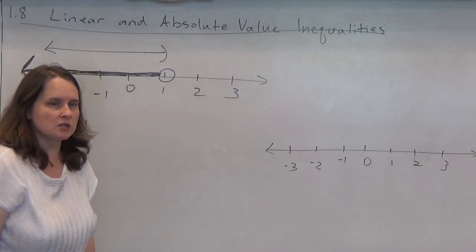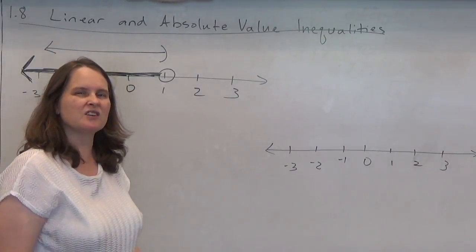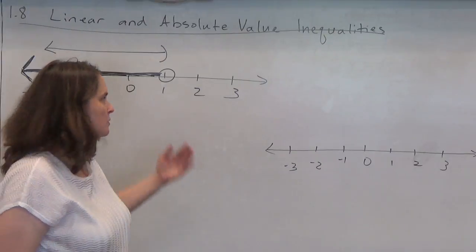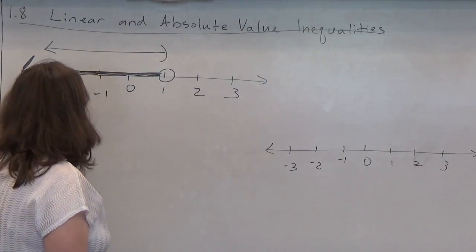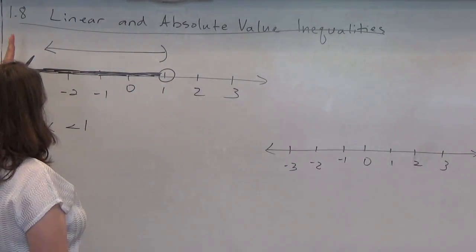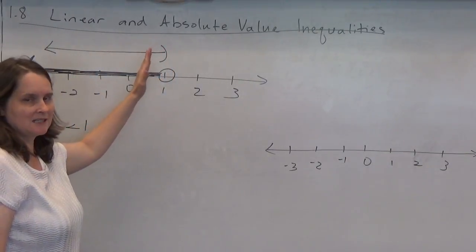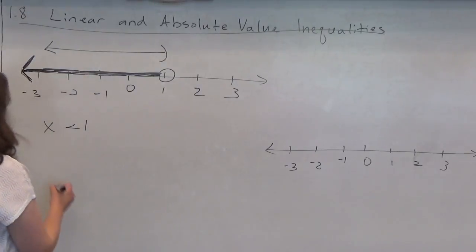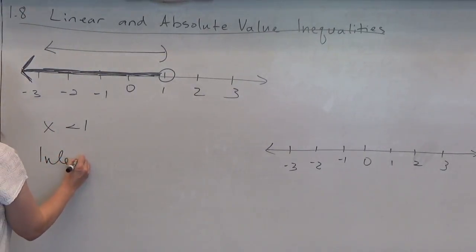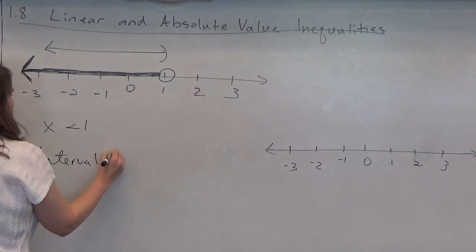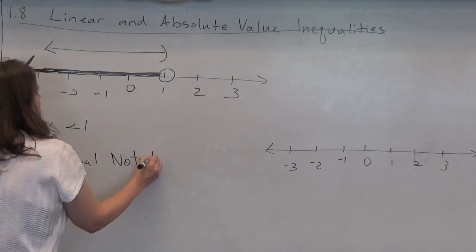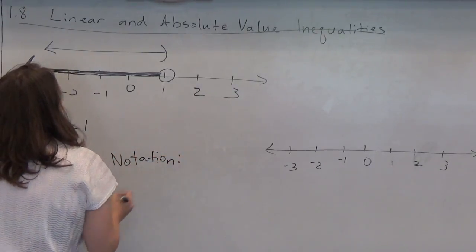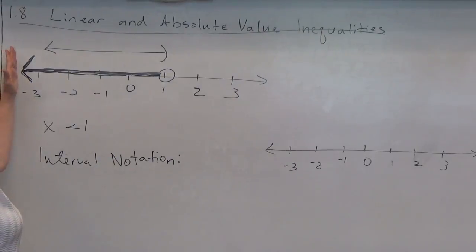The interval notation, you can think of it as a shorthand way to write what you just graphed. So we're going to read our graph from the left side to the right side, and we need to say where the graph begins and where the graph ends. So for interval notation, we're going to say that the graph is beginning over here at negative infinity.